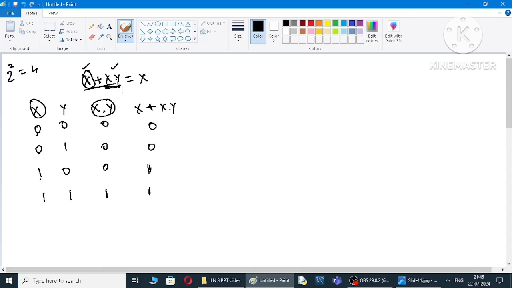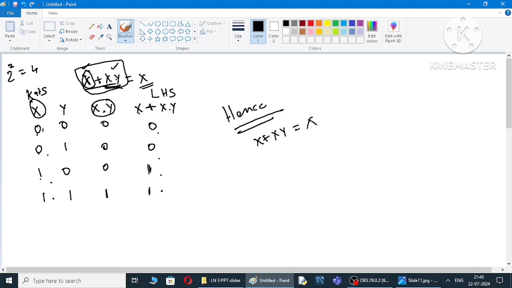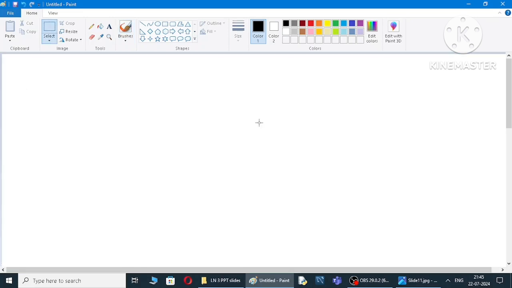So now look at the answer, the LHS. Where is the LHS? Here. Where is RHS? Here. Now check if both are equal. This is 0 0 1 1. This is 0 0 1 1. So hence it is verified. Hence x plus xy is equal to x. This is how you prove an expression using a truth table.